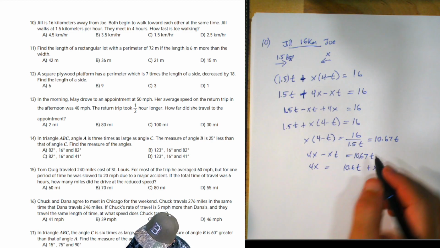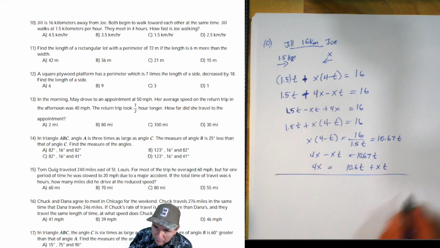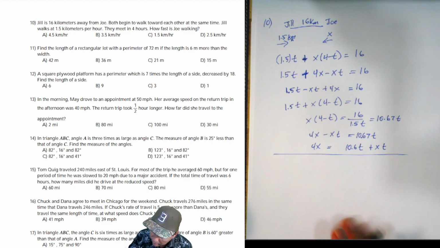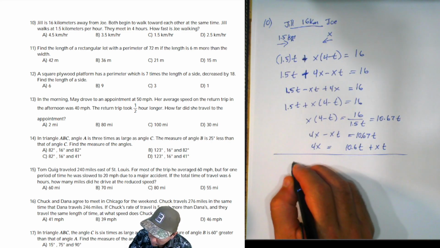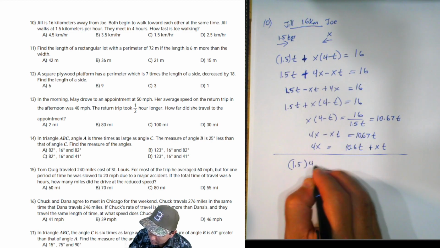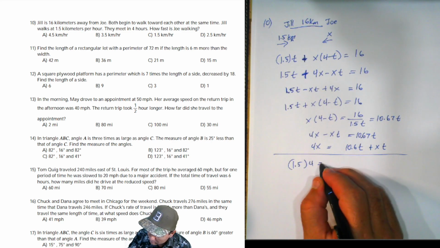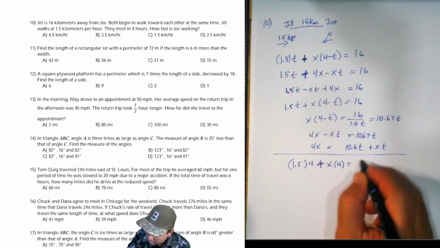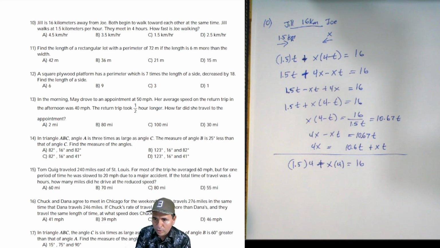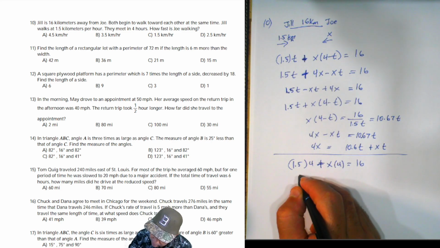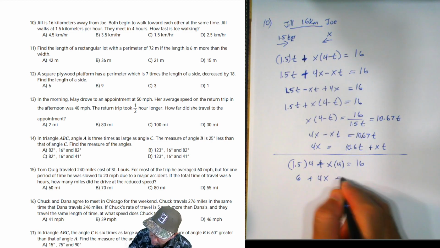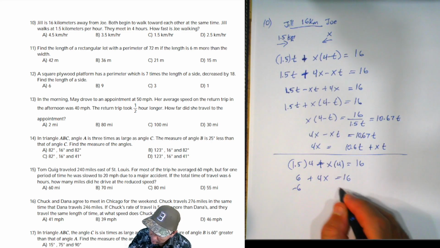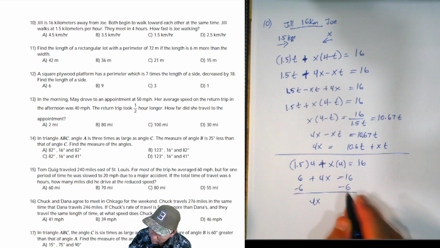Actually, this might be easier than I'm making it. They're both traveling 4 hours. My bad. Okay, yeah, it makes sense now. They're both traveling 4 hours, not a total of 4 hours. So this is going to be 6 plus 4x equals 16. So subtract 6, subtract 6. 4x is equal to 10.